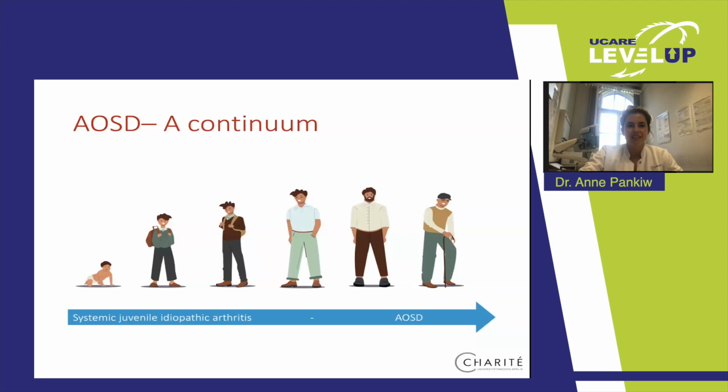So this disease we can also observe in children. And some years ago, there we call it systemic juvenile idiopathic arthritis. And some years ago, we thought these are two different diseases. But nowadays, we think it's more a continuum from systemic juvenile idiopathic arthritis to adult onset Still disease in adulthood.